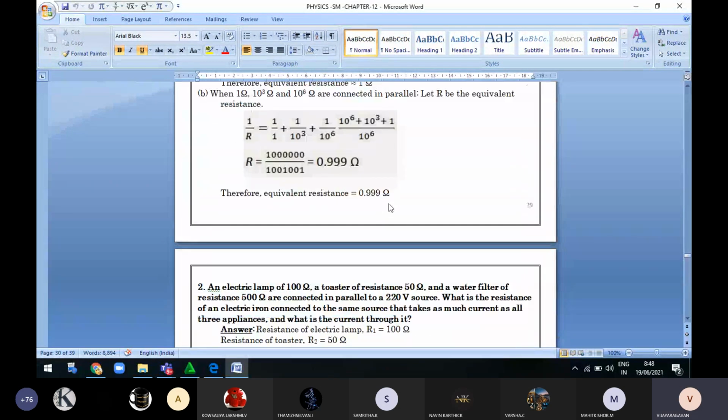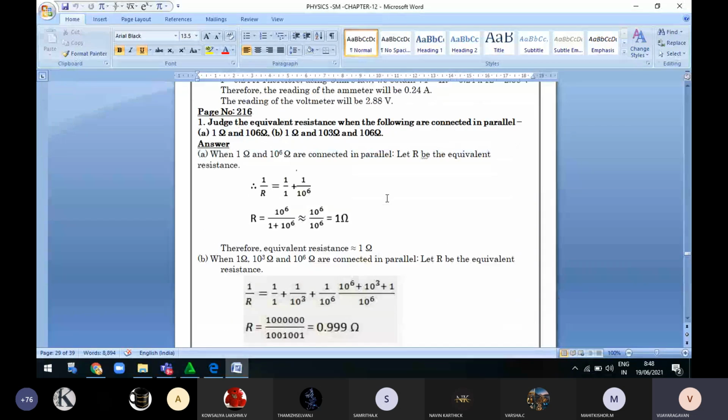See here, can you see the question? Find the equivalent resistance when the following are connected in parallel. In part A, 1 ohm and 10 to the power 6 ohm. In part B, 1 ohm and 10 to the power 3 ohm. And in part C, 1 ohm and 10 to the power 6 ohm, I think.